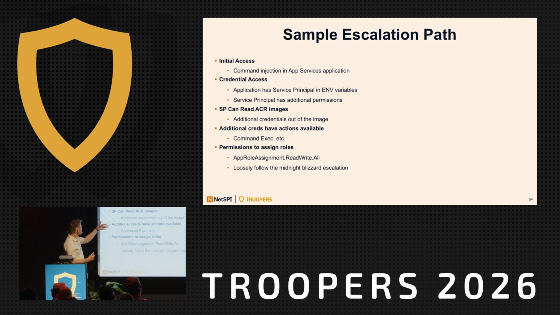Or maybe they have, I guess in my example here, they have ACR permissions as well. We could get into the ACR service from there. Maybe that has additional creds, code, other things that we can make use of, and then use that to get access to additional identities, additional service principals, anything like that.